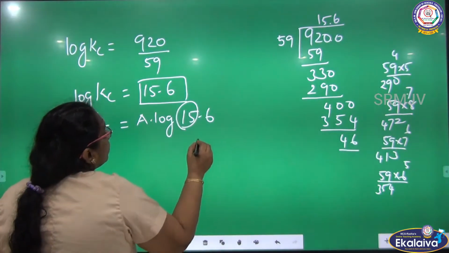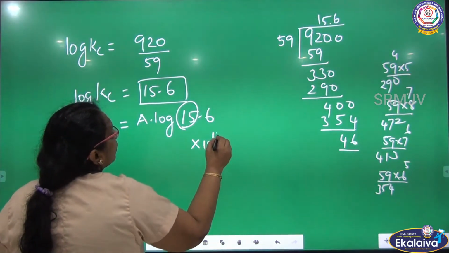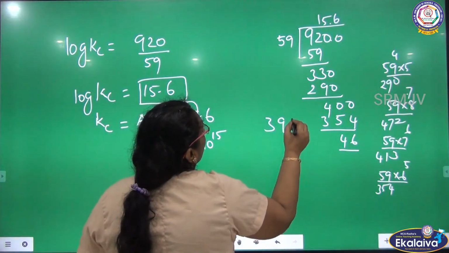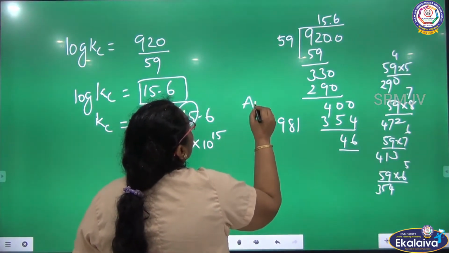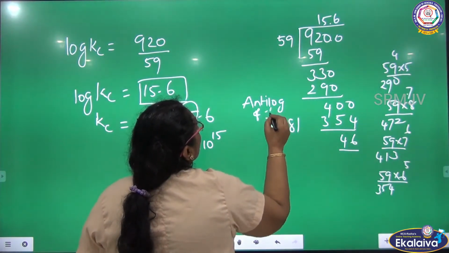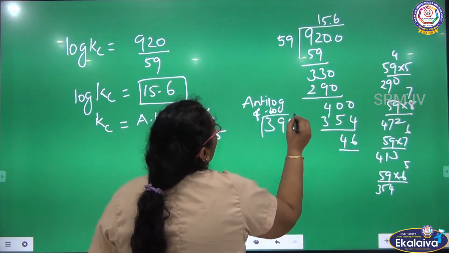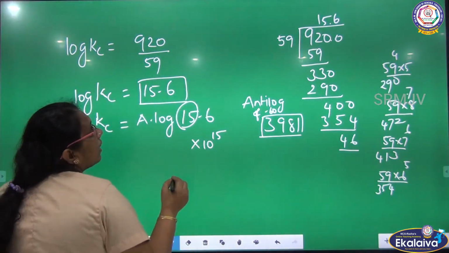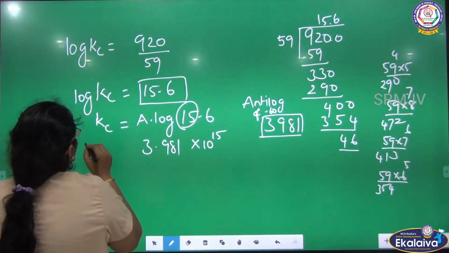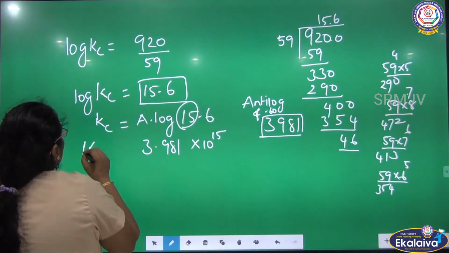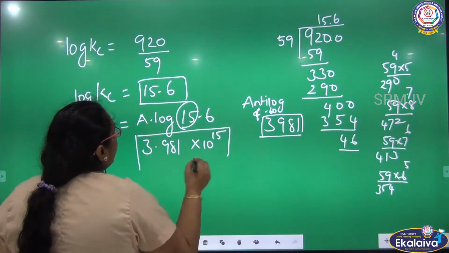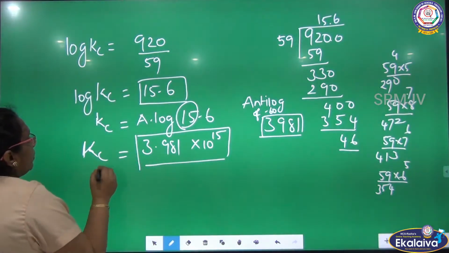This 15, you write it as 10 power 15. Okay. What is the anti-log of 0.60? It will be 3981. Anti-log of 0.60 will be 3981. So what will you be getting? After 1 digit, if you keep a decimal, 3.981 into 10 power 15. So Kc is equal to 3.981 into 10 power 15, or you can simplify like this.